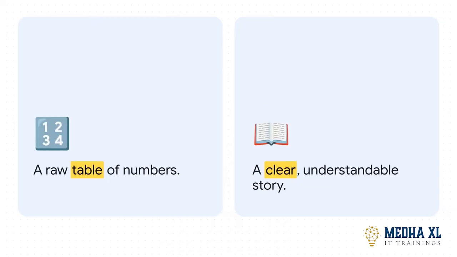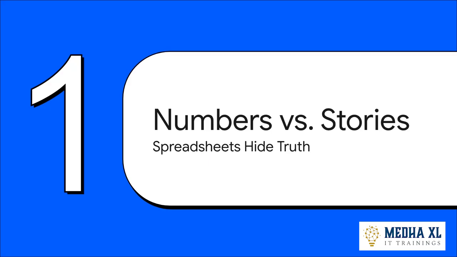Okay, so on the left, this is where we almost always start, right? A table of data. It's accurate, no doubt, but what is it telling you? And on the right, well, that's the goal, a clear, easy-to-understand story. This whole explainer is about how we build that bridge from one side to the other. To build that bridge, we've got to understand the basic problem.